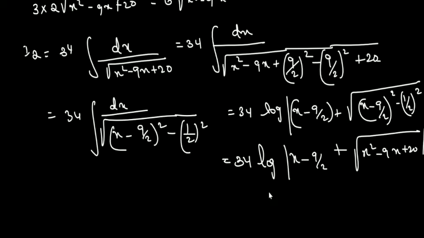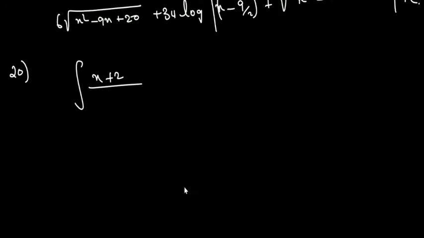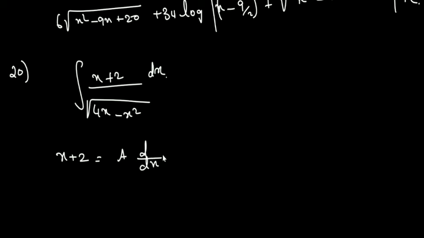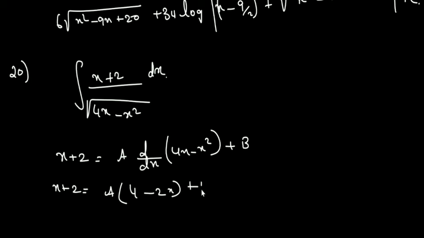So the final answer is I is equal to I1 plus I2. Okay, the next question is the integral of (x plus 2) by root of 4x minus x square. So differentiate. x plus 2 is a into the differentiation of the denominator plus b. So x plus 2 is a into (4 minus 2x) plus b.